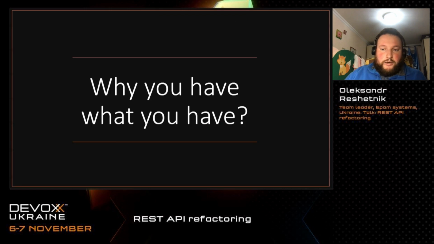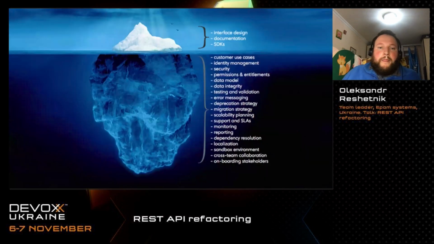Okay, let's jump to the next point. Let's talk about a philosophical question. Why do you have what you have? Why can you usually get a not-the-best API? You can start with maybe best practices, you can start from scratch, but as a result, you also get not the best design.